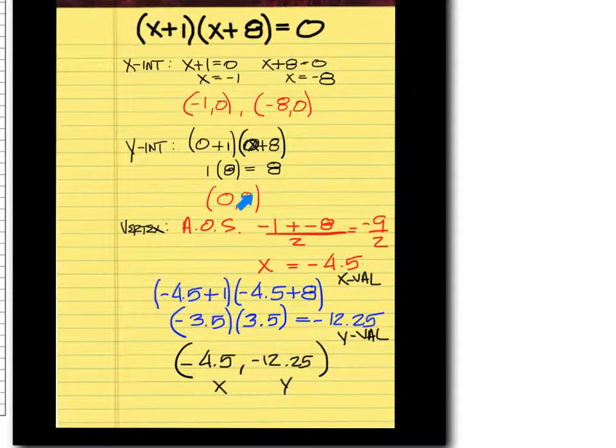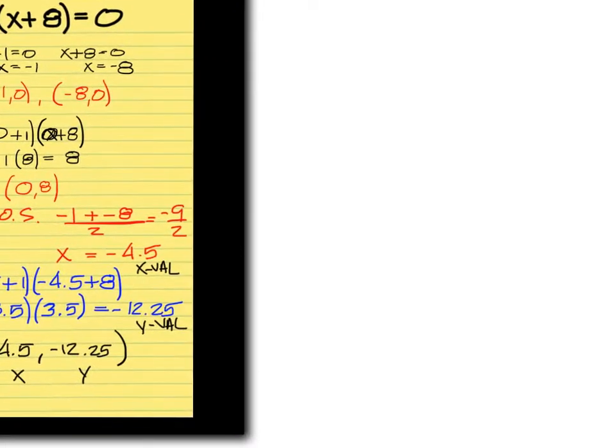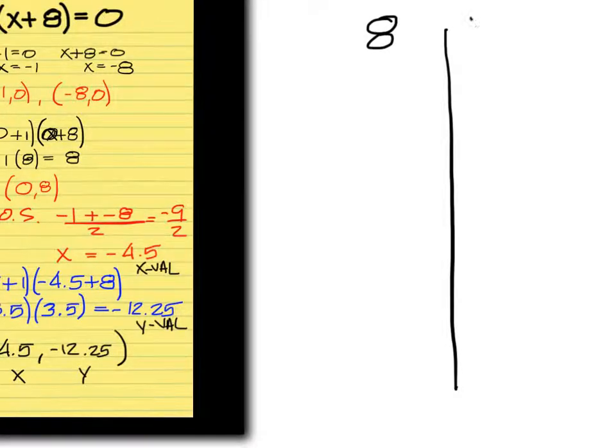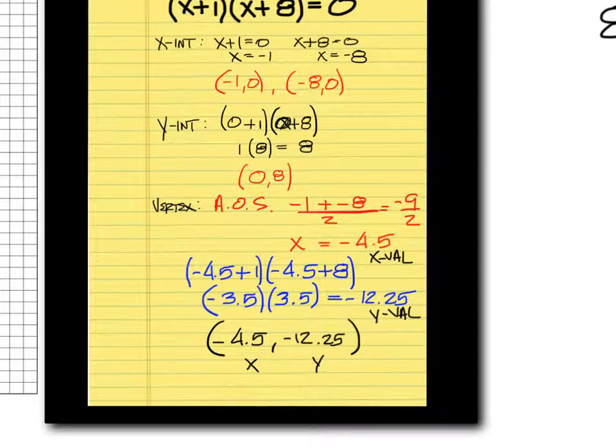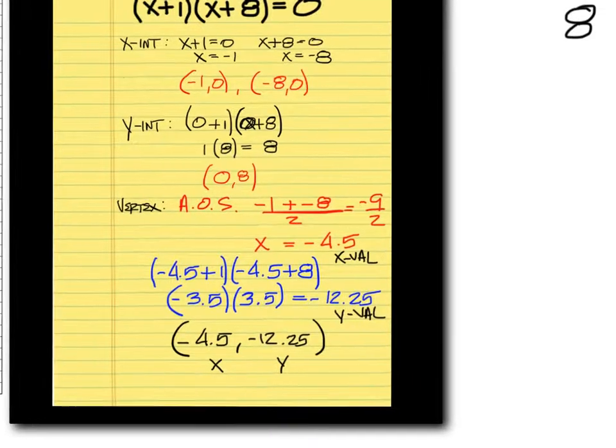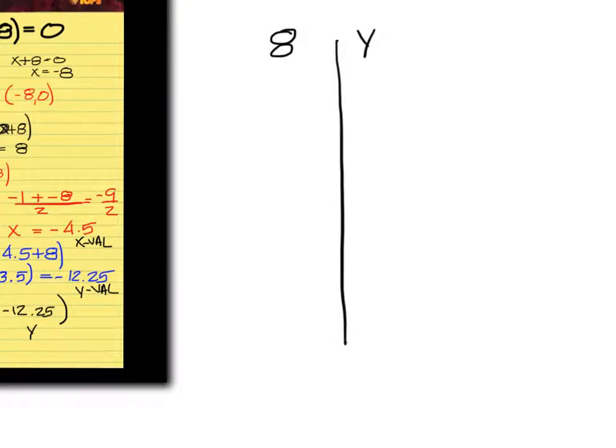Eight. The y-intercept is 8. So our graph over here, we'll just do this. We have to go up to at least an 8 on the y-axis. What is the lowest y value on this page? Negative 12.25. So that's our y-axis. It has to go to at least 8 and down to at least negative 12.25.